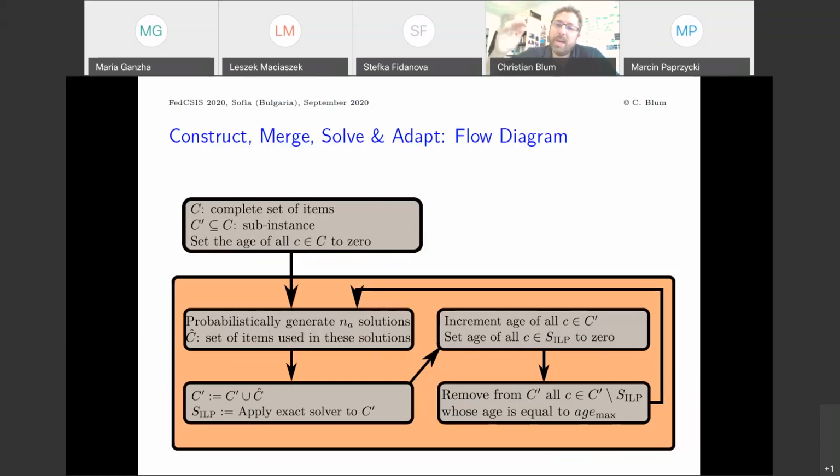If your age gets back to 0, this means you can stay longer in the sub-instance. If your age always grows because you are never in the best solution to the sub-instance, then in the last step of the algorithm, you will be kicked out from the sub-instance. So remove all items from C prime whose age is equal to H max. So you see that large neighborhood search and also this one are rather simple and general algorithms.